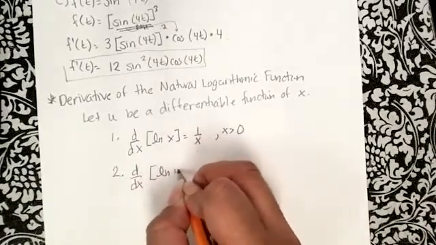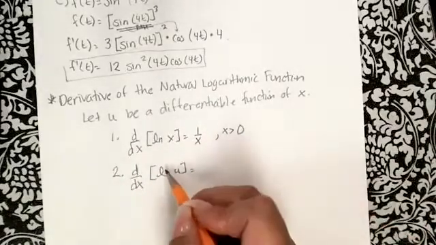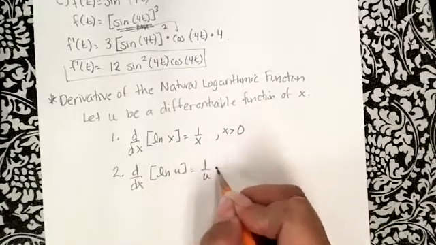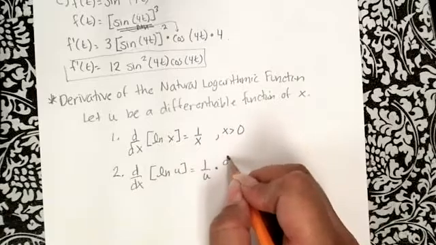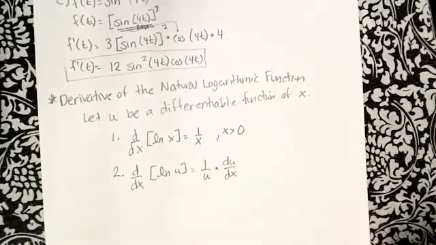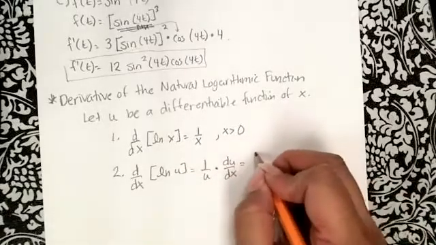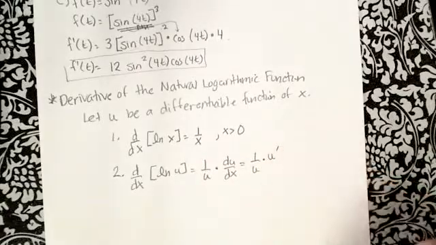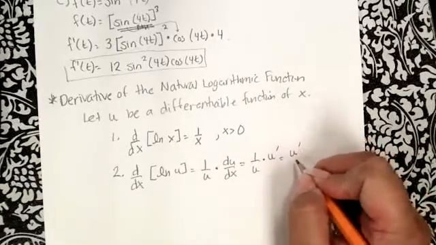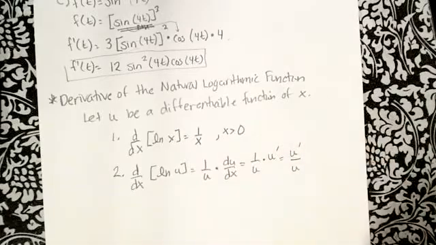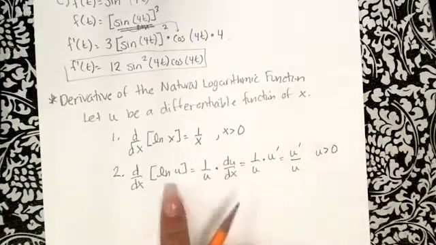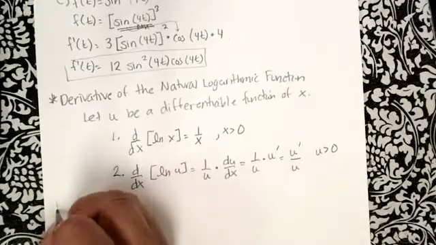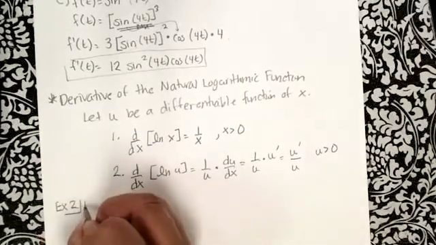So let's say you have a natural log of u. Well, the derivative of natural log is going to be 1 over this argument times the derivative of the argument, which is du over dx. Or you could write it as 1 over u times u prime, because u prime is the derivative, which basically means the numerator is u prime and the denominator is just the u. Now keep in mind that the u has to be greater than 0 because you can never take the natural log of a negative number. So let's apply this.